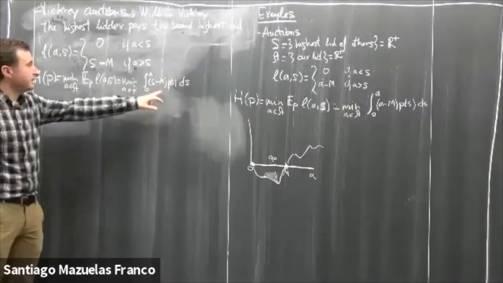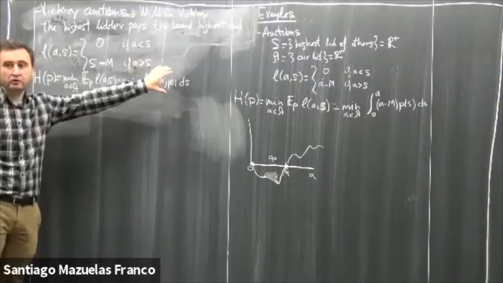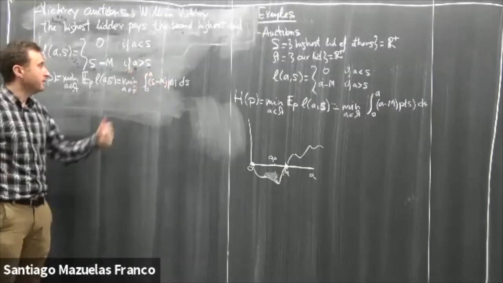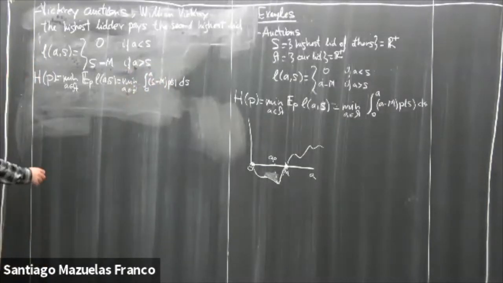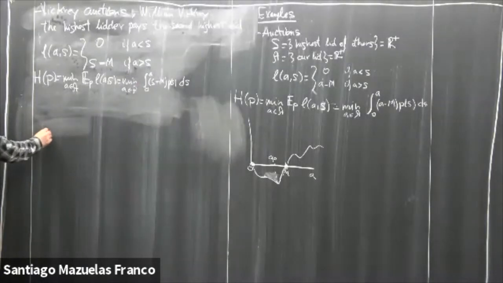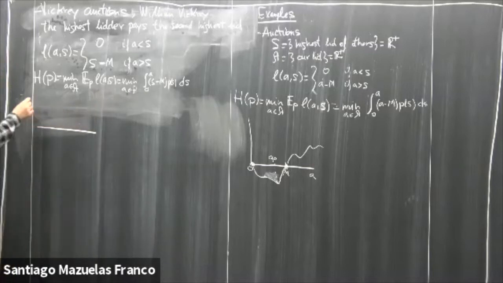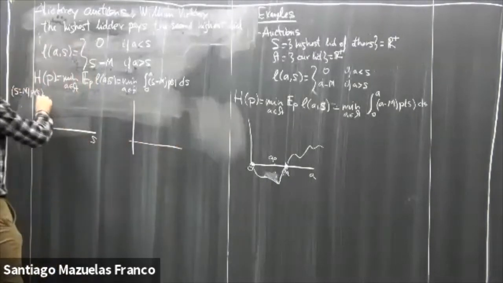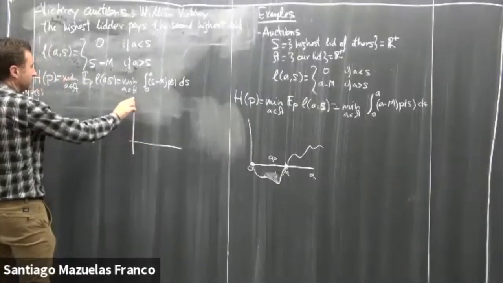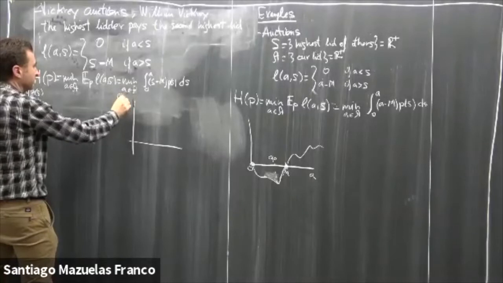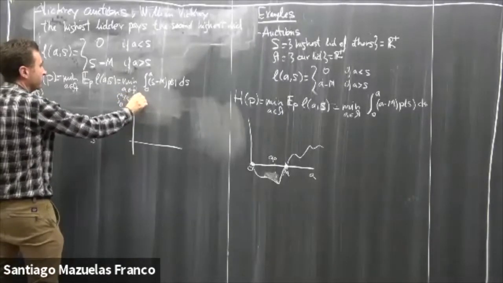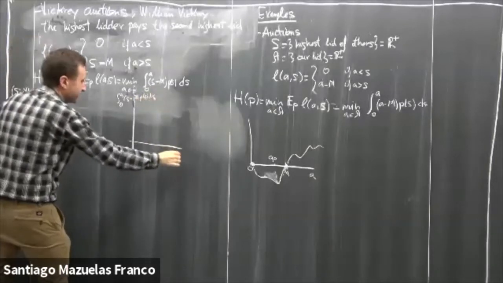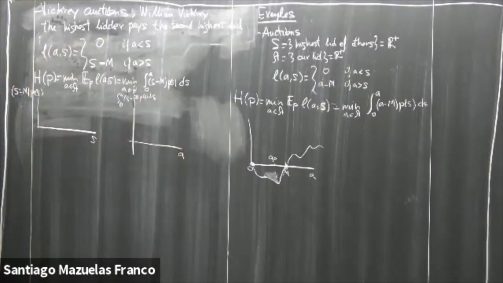All right. So now let's find the best possible A. This is of course also a function of A, and now we are trying to find what's the best A for that option. In order to do that, I'm going to make two figures. In one figure, I'm going to plot the function S minus M times P of S. This is going to be a function of S. And in the other one, I'm going to plot the integral, which is the thing we want to minimize, and that's a function of A.